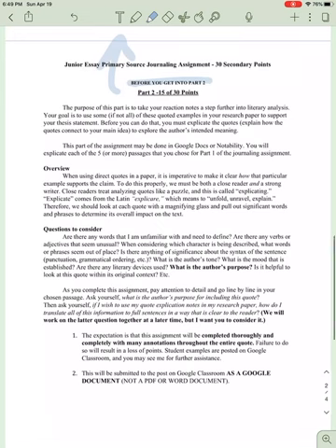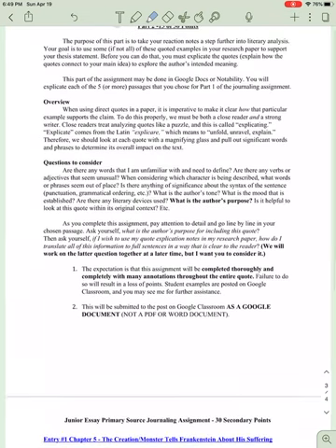All right, so part 2, the next 15 points. The purpose of this part is to take your reaction a step further into literary analysis. Your goal is to use some, if not all, of the quoted examples in your research paper to support your thesis statement. Before you can do that, you must explicate the quotes, explain how the quotes connect to your main idea, to explore the author's intended meaning. Now, this idea of the author's intended meaning, that is going to develop into your thesis, right? So this is something that you should have a clear idea on after writing the reaction paper, right? You were told or asked to think about what you thought the author's reason for writing was.